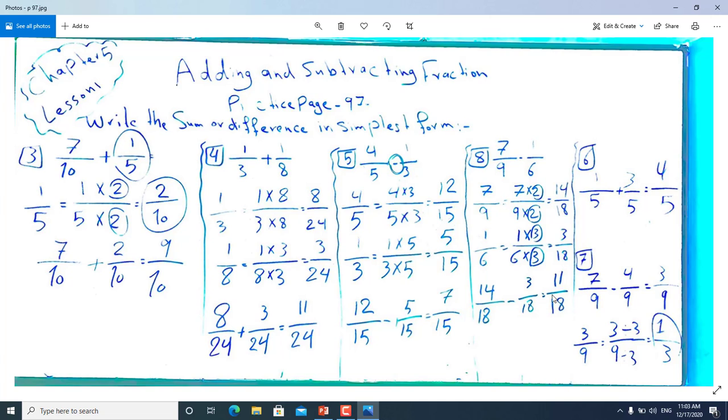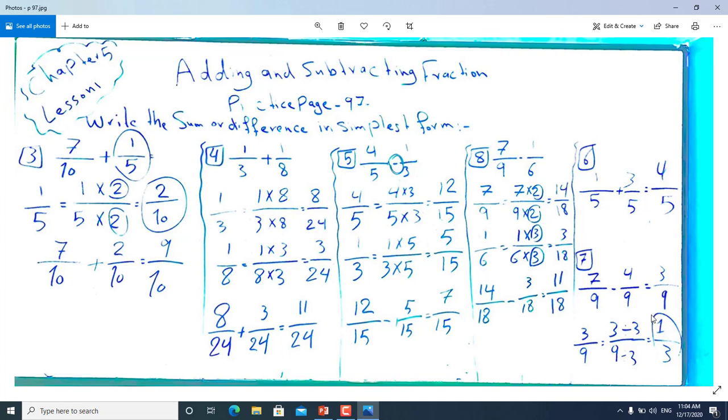It's the simplest fraction because you can't find a common factor between them. From number 6, because they have the same denominator, it's very easy. We just add the numerators. 1 plus 3 is 4 and we keep 5, we get 4 over 5. From number 7 also they have the same denominator. We just subtract. 7 minus 4 is 3, we get 3 over 9.